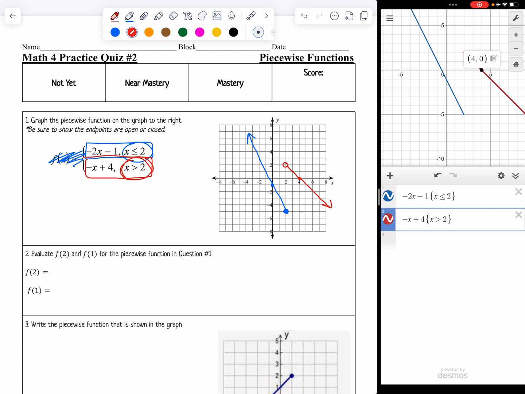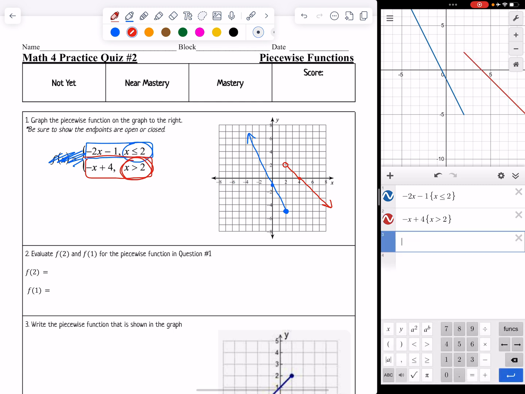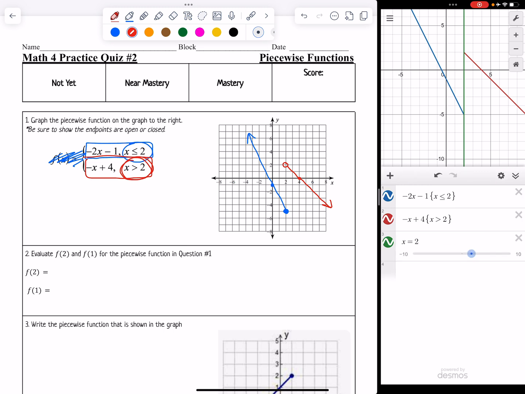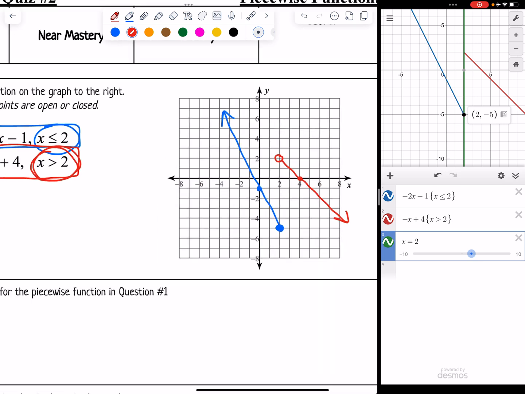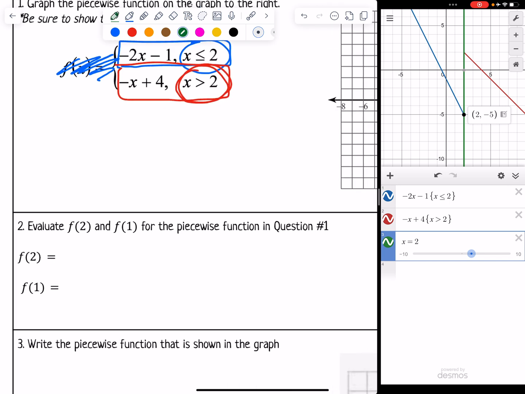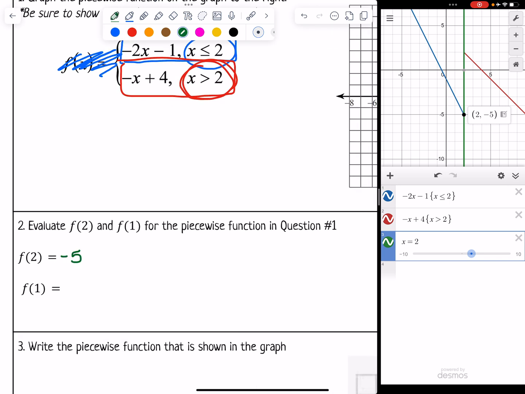On number 2, though, it says to use question number 1 to evaluate f of 2 and f of 1. You can evaluate that with your graph, or you can evaluate it by plugging it into the function. But while I have my graph pulled up, I'm going to do it the graphing way. So I just type in the next row down x equals 2. And just so it's a different color, I'm going to change it. Where x equals 2, notice I have 2 options, but you've got to notice which one was solid at 2. This one down here is solid, the blue one, and that is where y is equal to negative 5. So that is my best answer to evaluate f of 2. I want the solid dot.